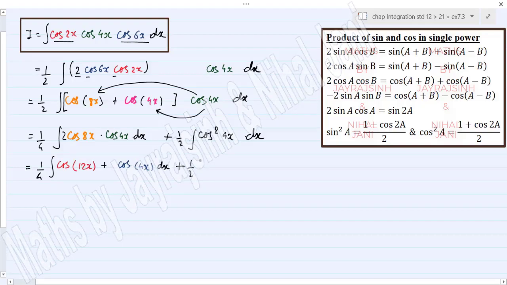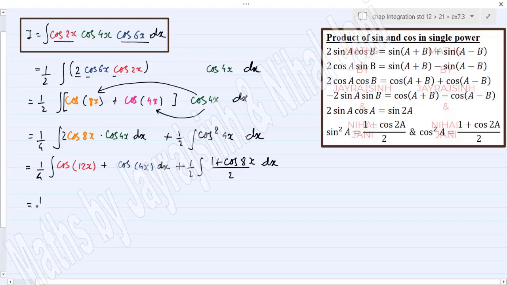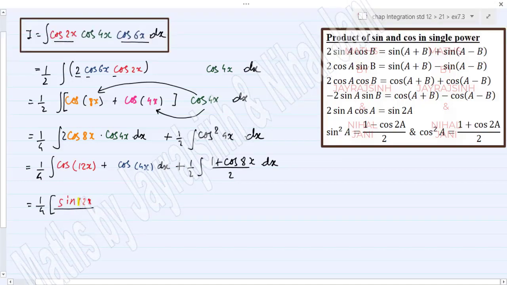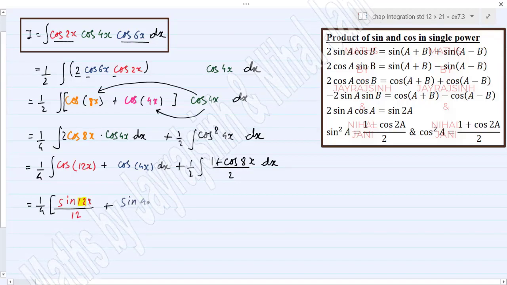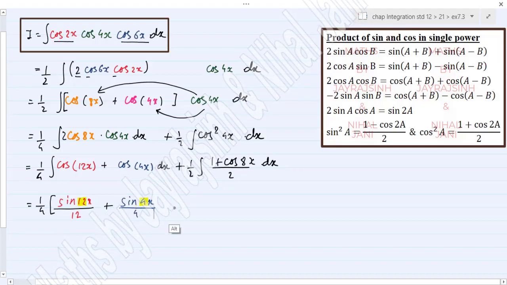Now, in the second term, this cos square 4x can be rewritten as 1 plus cos double the angle, or we can say 8x by 2 dx. So we are ready to integrate. This 1 by 4 will remain as it is. Integration of cos 12x will be sine 12x upon the coefficient of x, which is 12, plus integration of cos 4x will be sine 4x upon the coefficient of x, or we can say 4.